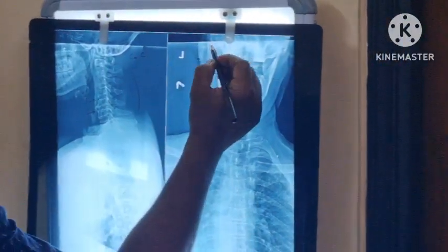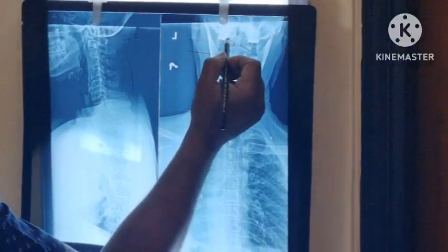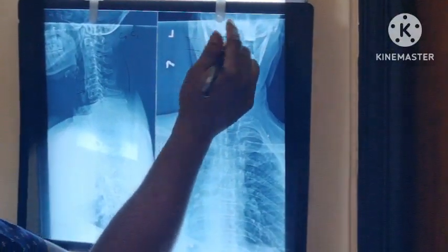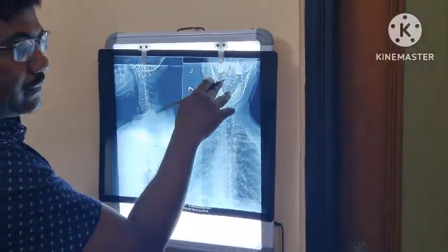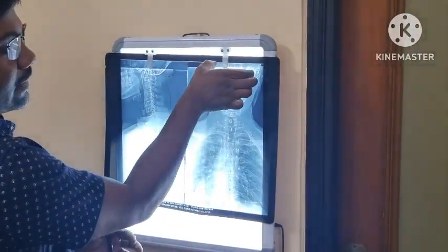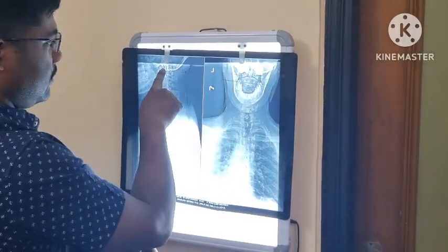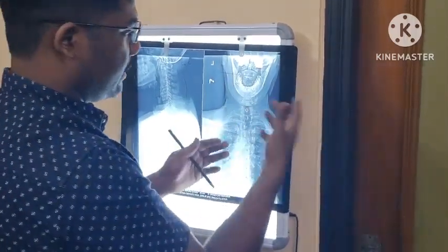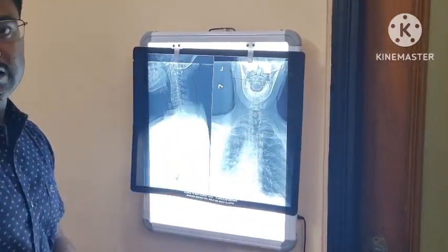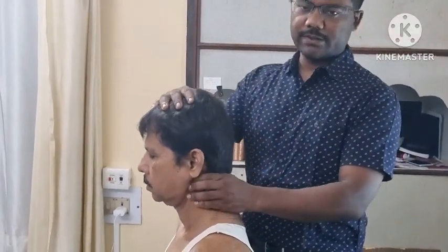The other thing that we have to look into is the C0 C1 capsule. There is no disc between C0 and C1. There is a capsule, but that can itself get swollen and inflamed, and that can cause an upward tilt for the head on that side. So we'll first try to sort out the issues in the upper cervical spine, and then look into what other things can be done. So we'll do some motion palpation for the upper cervical spine.